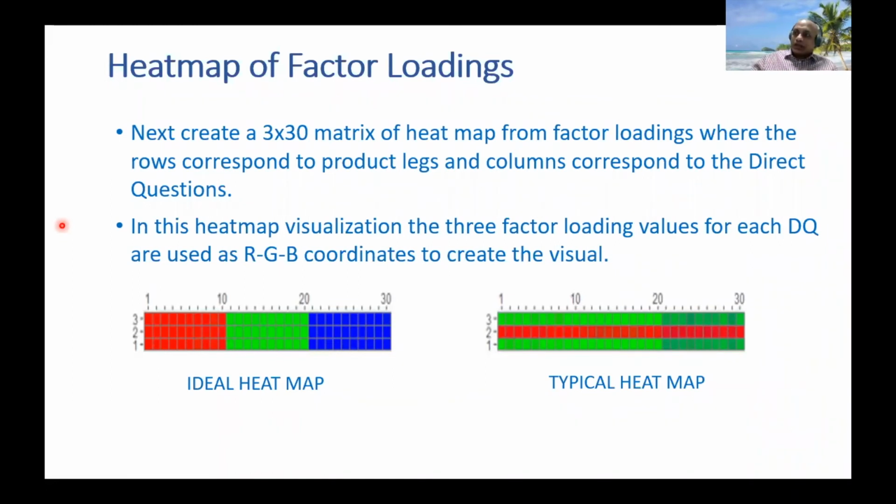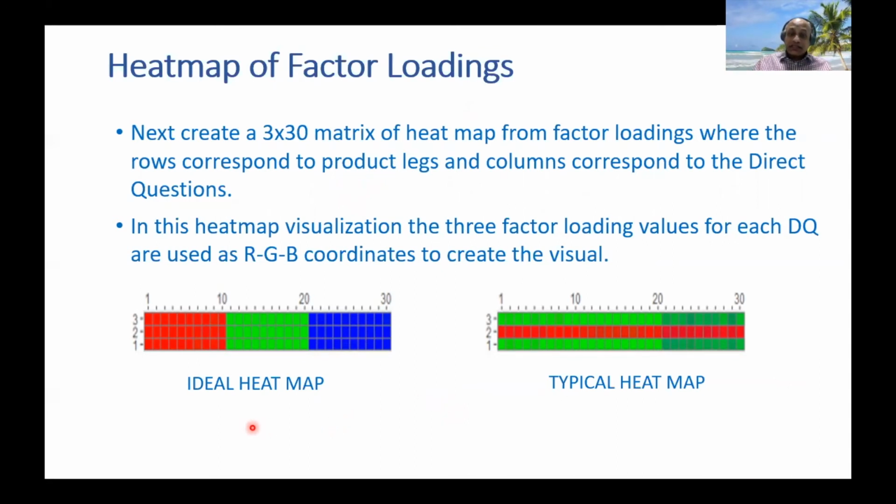Okay. Next, we created a 3x30 matrix heat map from factor loadings, where the rows correspond to the product legs and the columns correspond to the direct questions. In this heat map visualization, the 3 factor loading values for each DQ are used as RGB coordinates to create the visual.